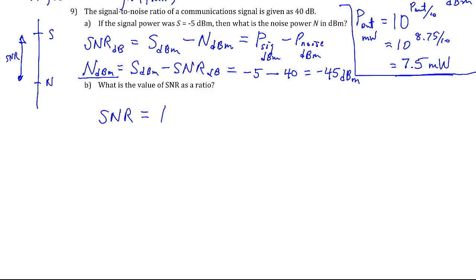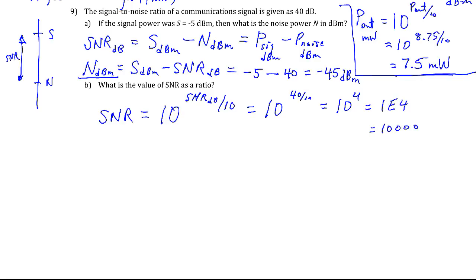It is 10 raised to the SNR in dB units divided by 10. And this is 10 raised to the 40 tenths, 10 to the 4th. So it's 1E4 or 10,000. Don't need a calculator for that one.